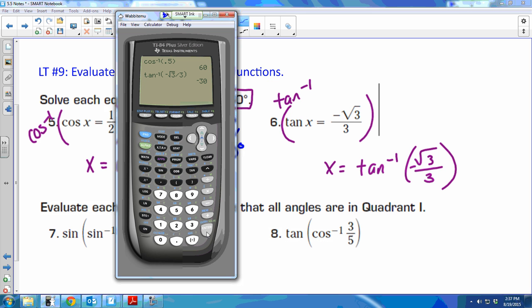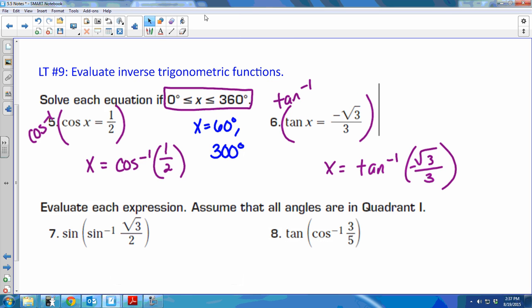Now, the problem is x has to be between 0 and 360. So negative 30 isn't going to be a proper answer. But we do know how to find coterminal angles. So if we add 360, we get a 330 degree angle. Not 333, 330. Oh my gosh, I did it again. So that is our first angle measure.